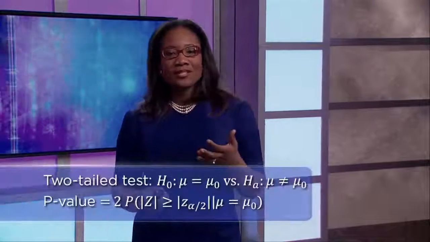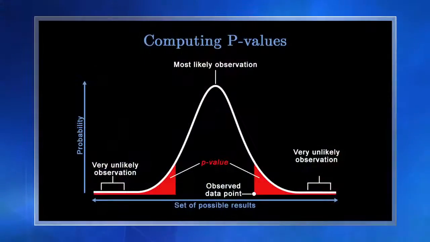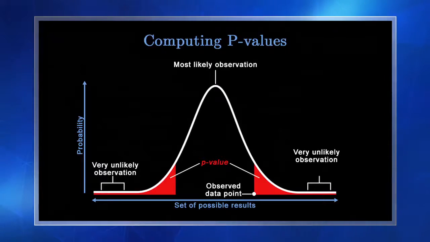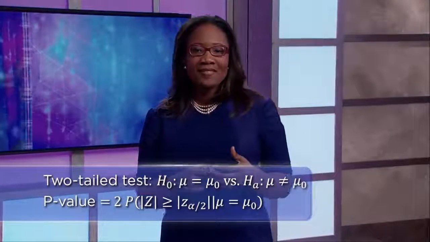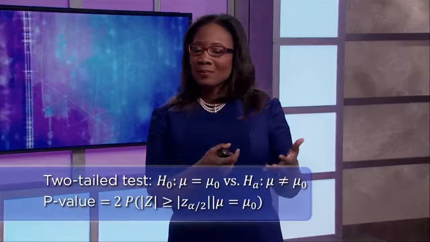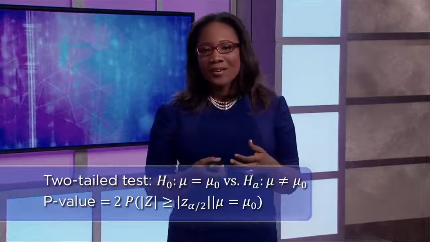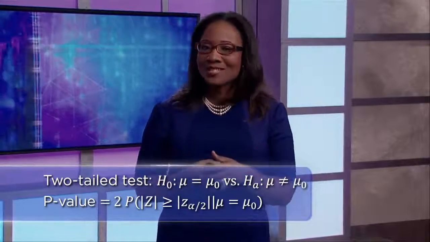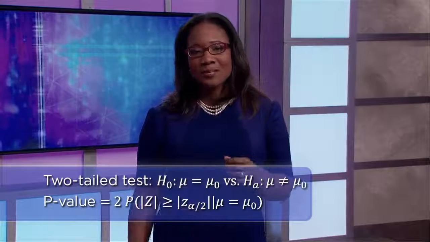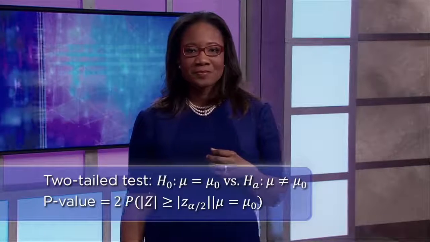And then for a two-tailed test, we're doing the same thing, but now we've got to add up the area in both tails. So we multiply that probability by 2. That's the probability that the absolute value of z, because it could be positive or negative, is greater than or equal to the absolute value of our critical value, z alpha over 2, because it could also be positive or negative, under the assumptions of the null hypothesis. We have to multiply that by 2.